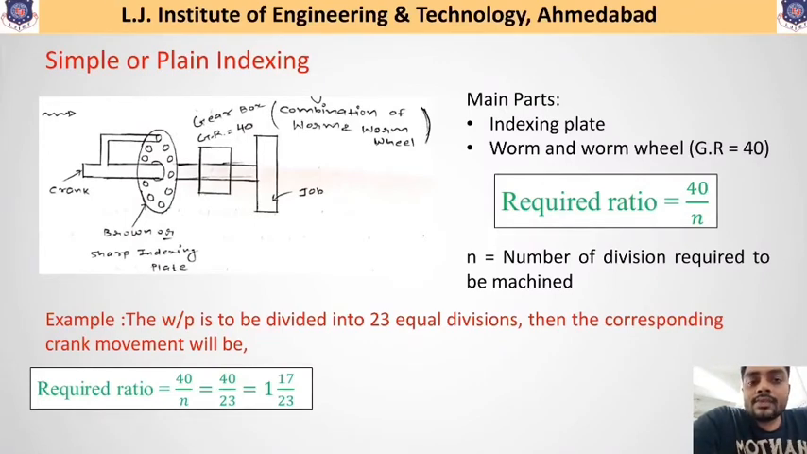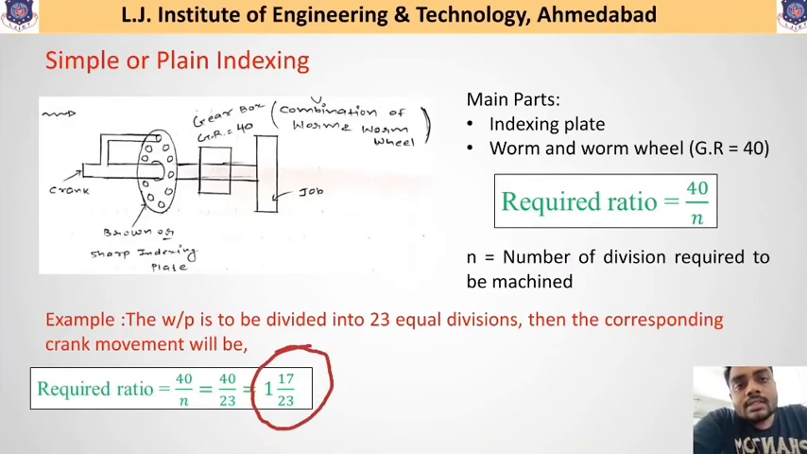Now this fraction form is further converted into a mixed fraction form, and that will give you 1 and 17 divided by 23. So what is the interpretation of this particular value? As you can see, it has the number 1 and 17 divided by 23. To interpret this, keep it in mind very clearly.